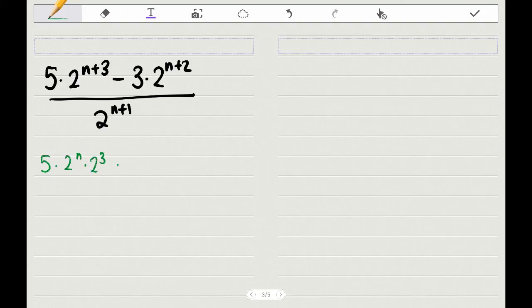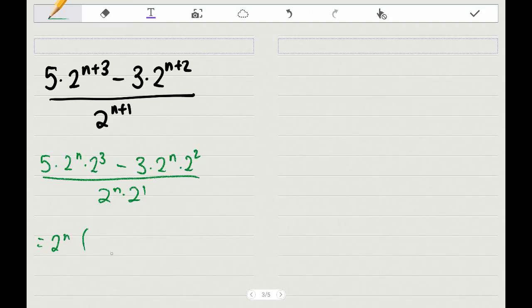2 to the power of 3 minus 3, 2 to the power of n times 2 to the power of 2 over 2 to the power of n times 2 to the power of 1. So we've broken it up. Now we're going to look for the common factor. So what's common is 2 to the power of n. So we're going to take that out as a common factor, and what we're left with.